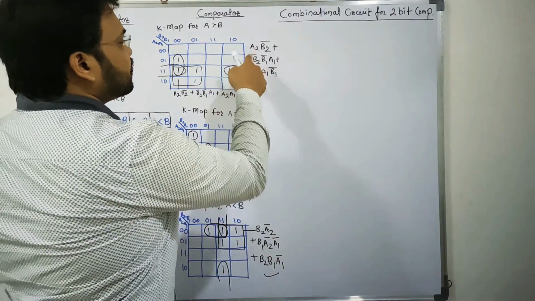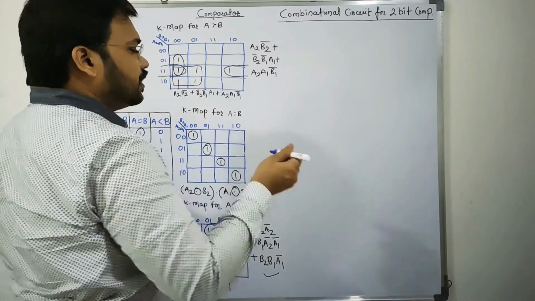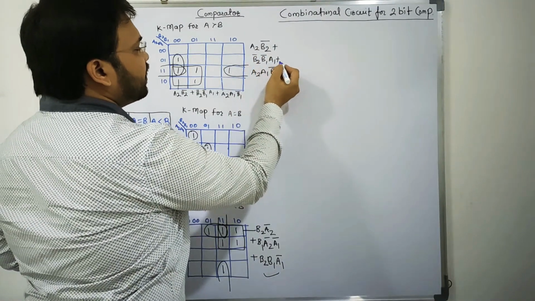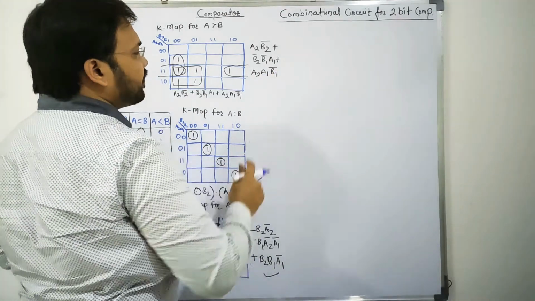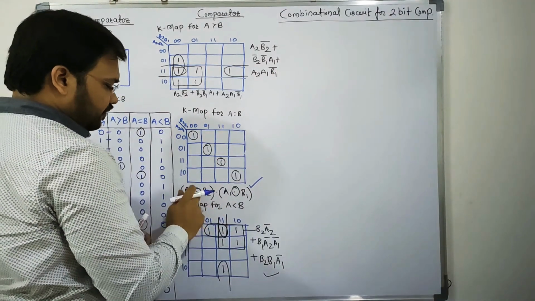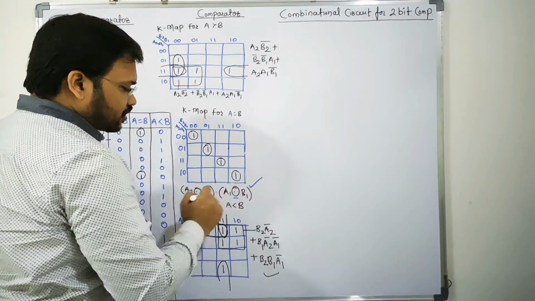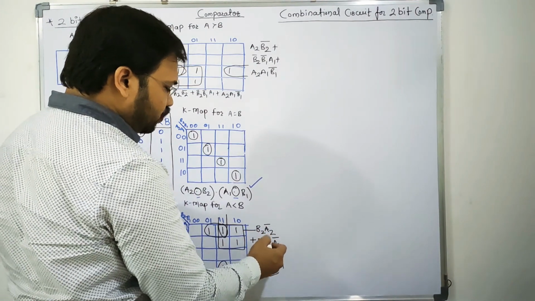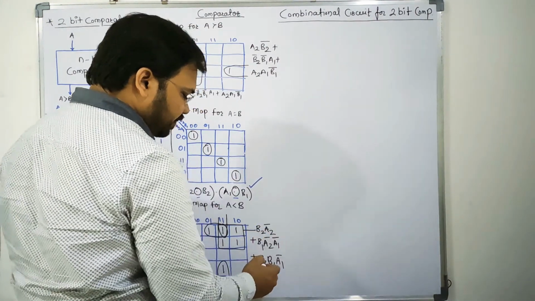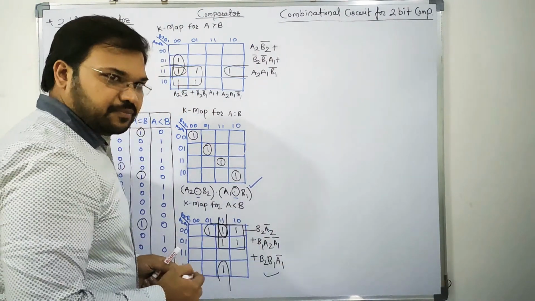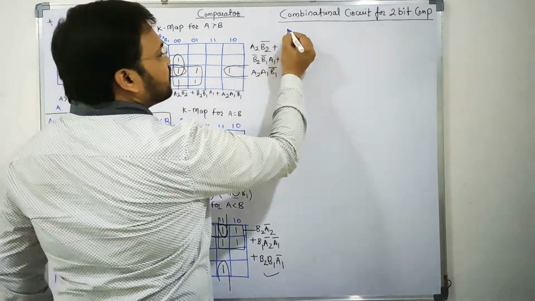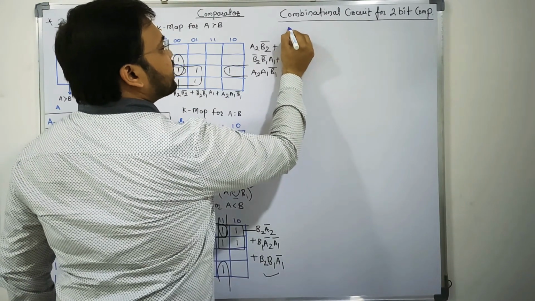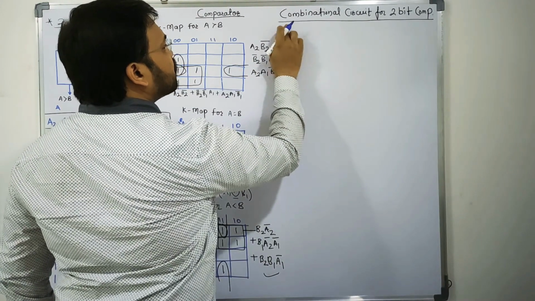So first of all we have to go with the equation. A2 B2 bar plus B2 bar B1 bar A1 plus A2 A1 B1 bar, and here also we have the 2 XNOR gate, here B2 A2 bar, B1 A2 bar A1 bar plus B2 B1 A1 bar. So in this case, by using these terms we have to go with the input lines first.